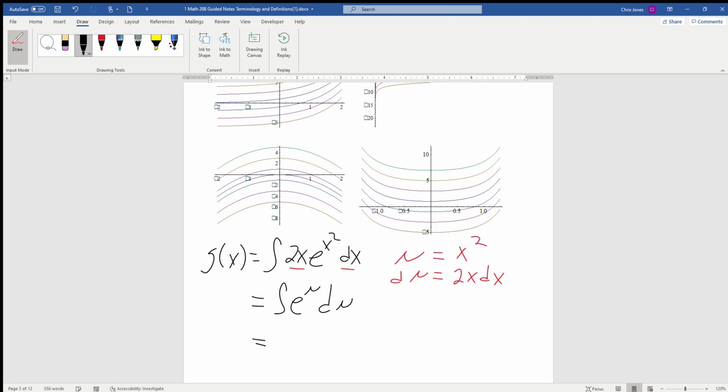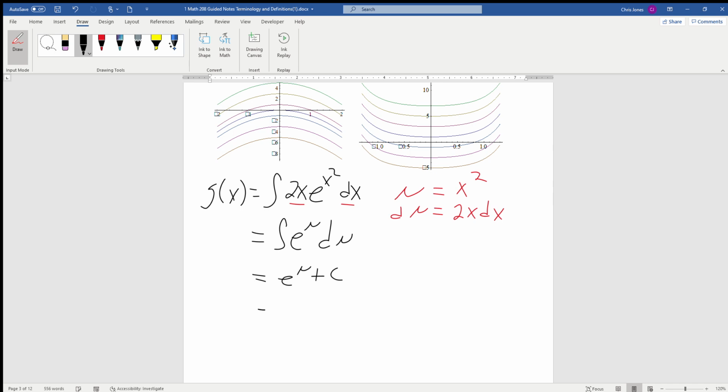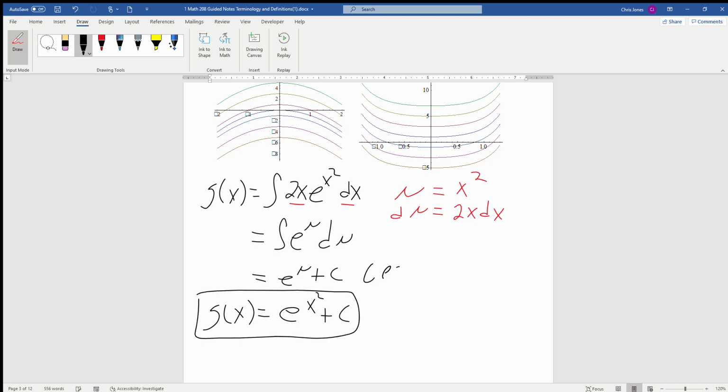And we know that when we integrate e to the u, that's just going to be e to the u plus c. And then finally, we just back substitute for u. So we get that our general solution, g of x, equals e to the x squared plus c. And again, that is our general solution.